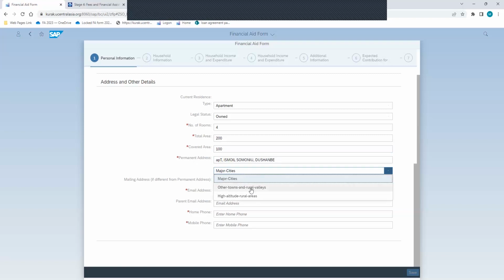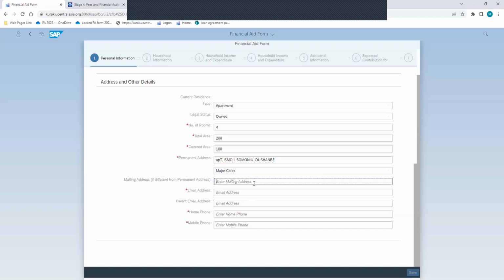And I'm choosing major cities or other towns and rural valleys, high altitude rural areas. This depends on your city and its location. You will better know if that is related to high altitude. Suppose my hometown is Horog, then I'm choosing high altitude rural areas. If it is Dushanbe, I'm choosing major cities. The same for a citizen of Kyrgyzstan: if it is Naryn, then it might be high altitude rural areas, and if it is Bishkek, it is a major city.